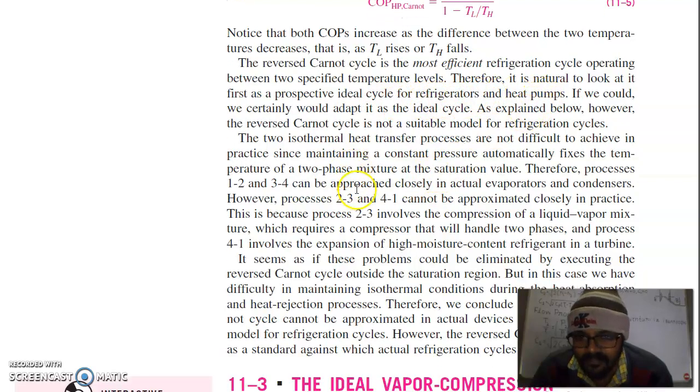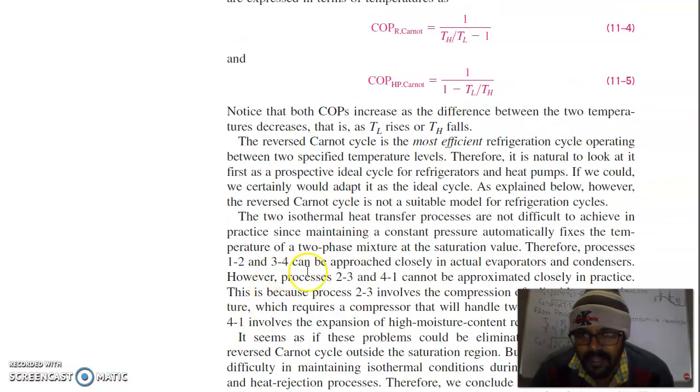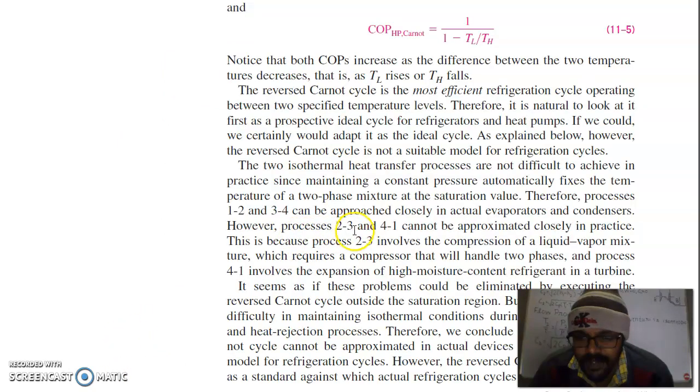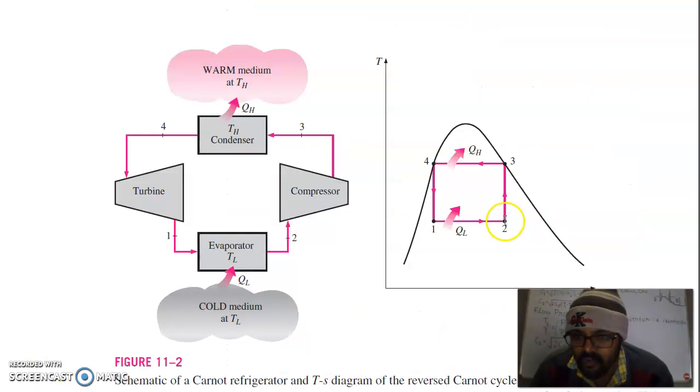But there are drawbacks. Processes 1 to 2 and 3 to 4 can be approached closely in actual evaporators and condensers. This means 1 to 2 and 3 to 4 are possible, but 2 to 3 is not. Process 2 to 3 and 4 to 1 cannot be approximated closely in practice. This is because process 2 to 3 involves the compression of a liquid-vapor mixture, which requires a compressor that will handle two phases. At 2 there is a vapor-liquid mixture, so you need a compressor which can compress this two-phase mixture, and it is not possible to achieve this in an actual case.